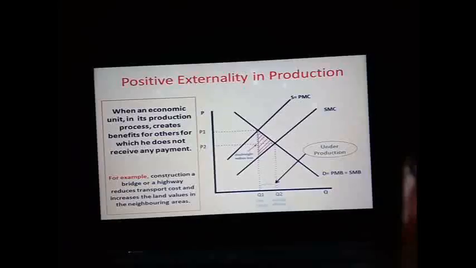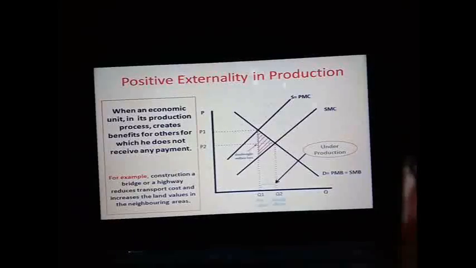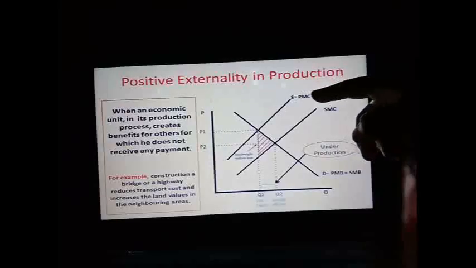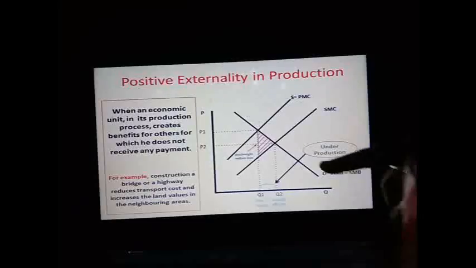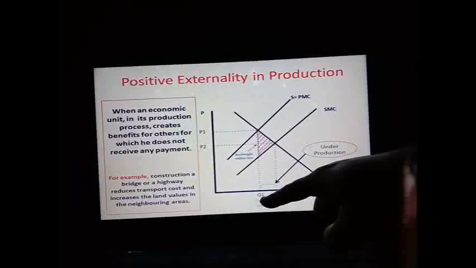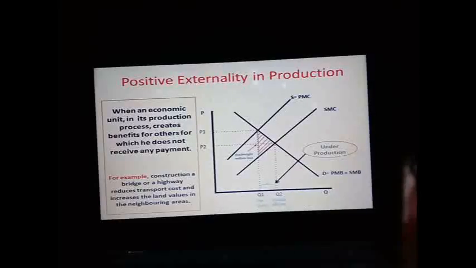So when we add the marginal external cost to our marginal private cost, our marginal social cost curve lies below our marginal private cost curve. Here we have the marginal social cost curve, and there is our marginal private cost curve. From the private point of view, when the marginal private cost curve intersects our marginal benefit curve, he determines his equilibrium quantity at Q1, and that is our free market equilibrium quantity.